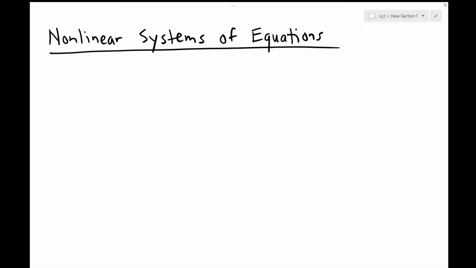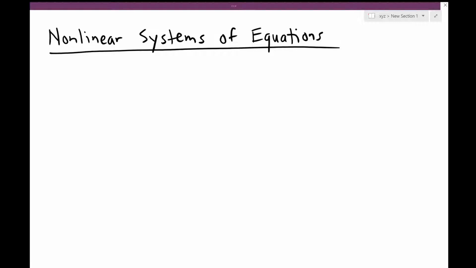Welcome. In this section we're going to be talking about nonlinear systems of equations. So this is actually a continuation of the discussion of solving systems of equations that we've seen in earlier videos. Here we're going to be looking at nonlinear systems. So let's make sure we understand first what a nonlinear system is.